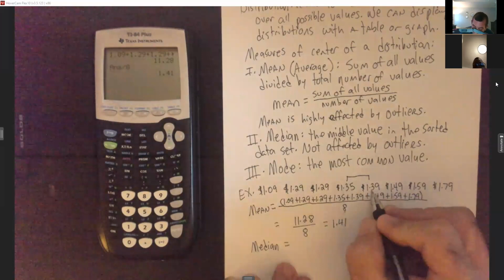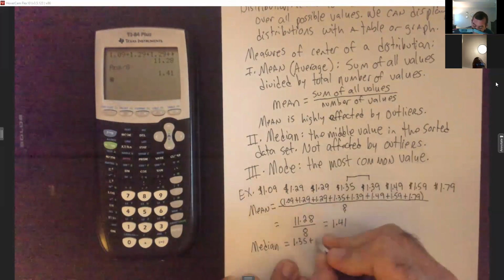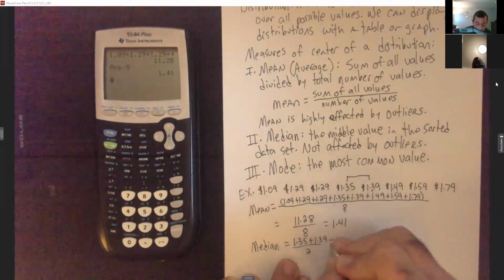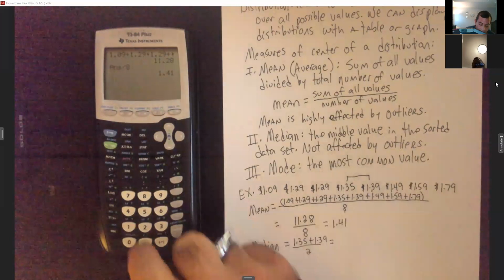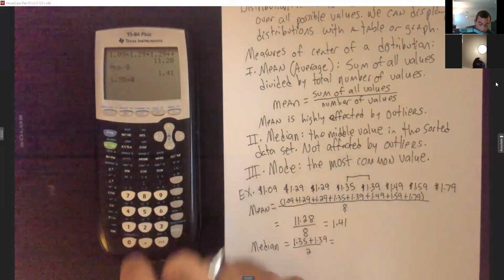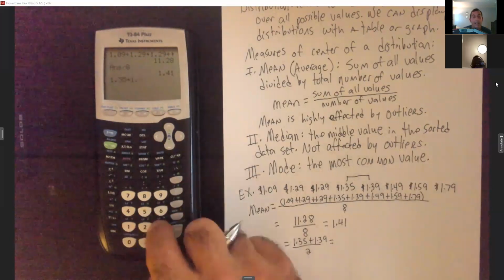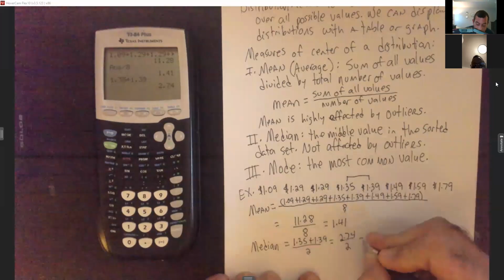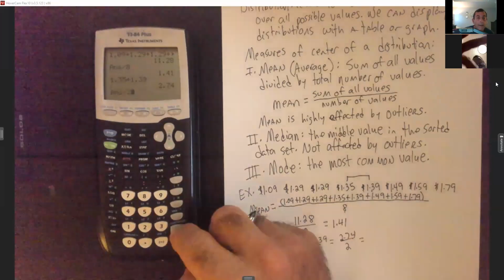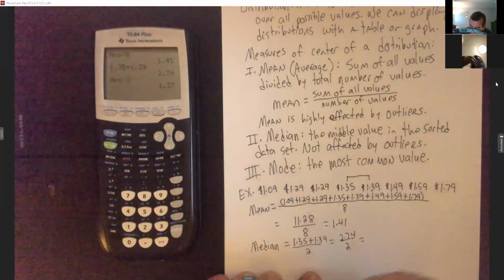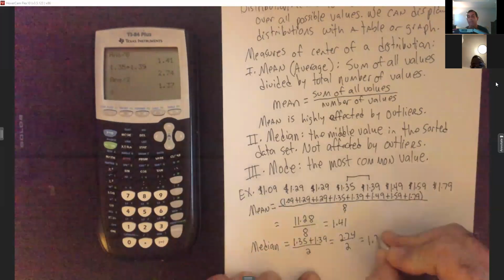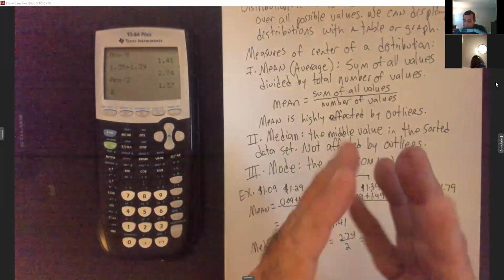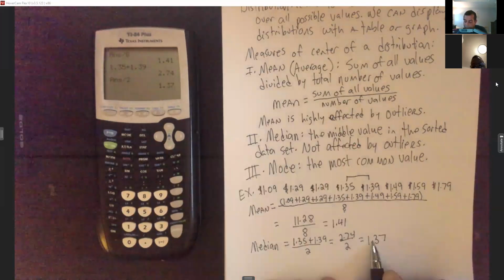So we would do 1.35 plus 1.39 and divide by 2. So let's see what we get. 1.35 plus 1.39. That's going to give me 2.74. And then I'll divide that by the 2. And that's going to give me 1.37. So that means the middle of this distribution of numbers is going to be 1.37.